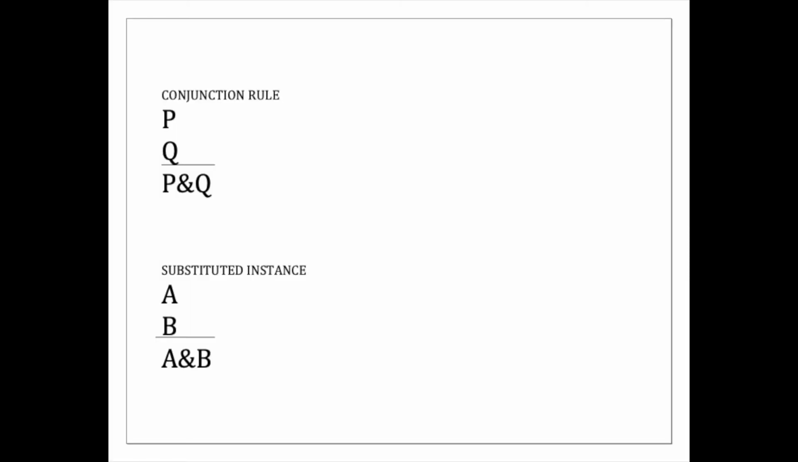Okay, let's talk about the conjunction rule. If you start with the sentences P and Q, separate from each other, then you can infer the conjunction P and Q. Let's take a look at the form. Notice P and Q, so we can infer the conjunction brought together by the ampersand, P and Q. From the two simple sentences, we can infer the compound sentence, the conjunction. Notice the substituted instance, A and B, so we can infer the conjunction A and B.